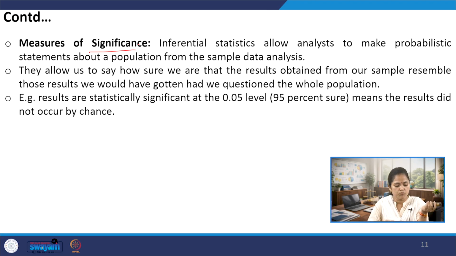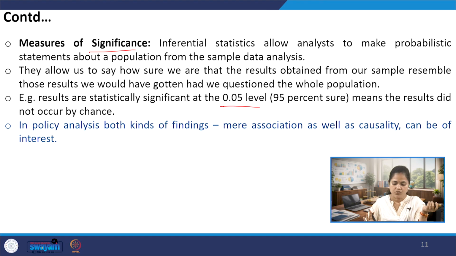For example, if the results are statistically significant at, let's say, the 0.05 level, that means a 5% level of significance. That means 95% confidence. A 0.05 level of significance means the results did not occur by chance, and this happened in only 5% of cases. That means in 95% of cases the results held.